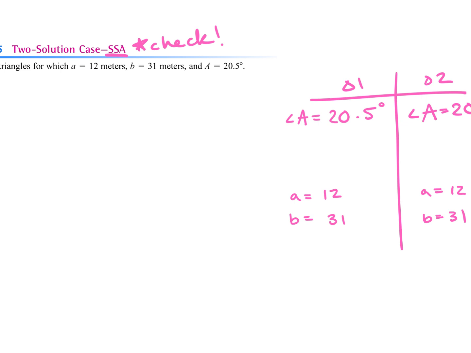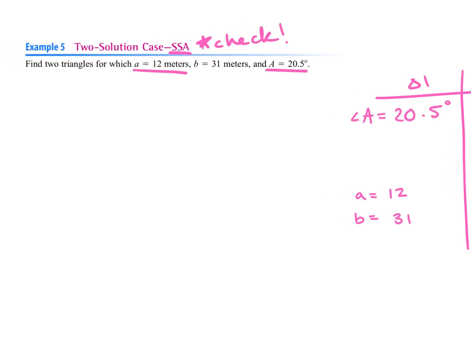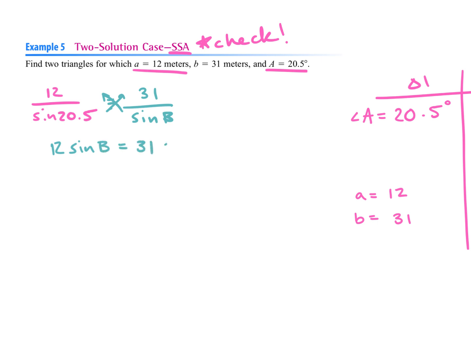Angle B, perfect. I have my pair here, so side A and angle A. And then we have side B, so we have to find angle B. So 12 over sine of 20.5 is equal to 31 over sine of B. So we want to cross multiply first. We get 12 times sine of B is equal to 31 times sine of 20.5.